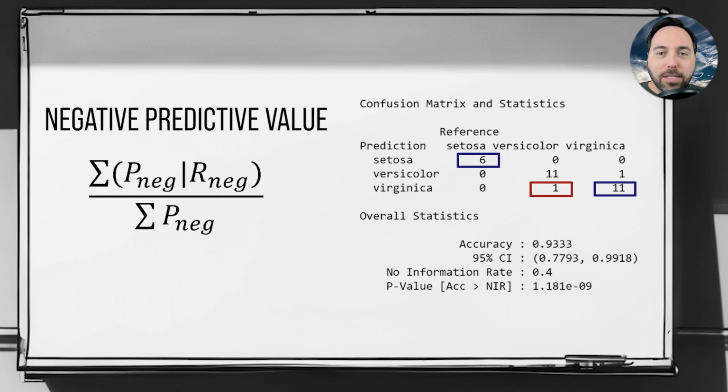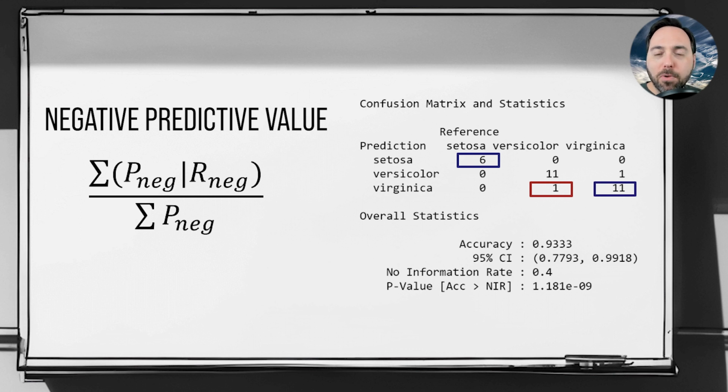The idea here is, assuming we did not predict versicolor, how often were we right in not choosing versicolor? There are a total of 18 non-versicolor predictions, so we take the sum of cases when the result was not versicolor, and we divide it by the total number of non-versicolor predictions. That's 17 out of 18, or 94.4%.